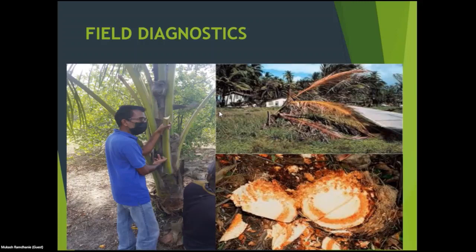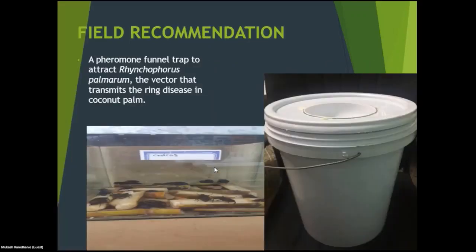And in terms of confirmation in the field, what will happen is that the officer would get assistance in cutting the tree, and in cutting the tree, if you see the red ring band around it, that will be a field confirmation of the presence of the disease. At that point in time, the officer will be able to give some sort of recommendation, which will be in the next slide.